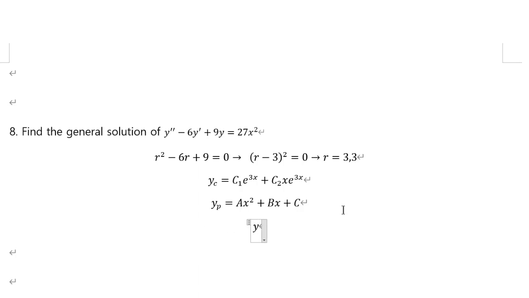Now you want to plug this into the left side to match with the right side, so you have to compute its derivatives and also the second derivative. Plug it into the left side.